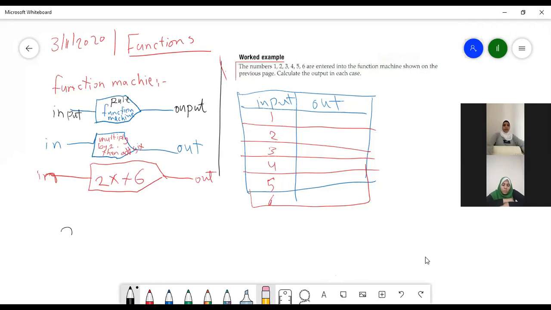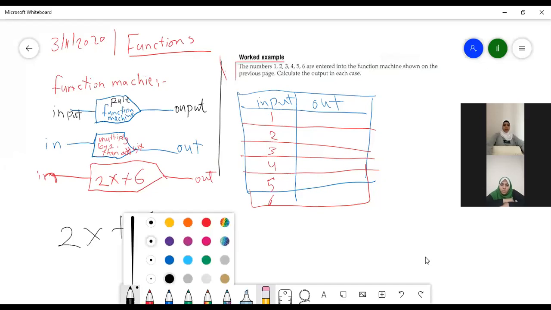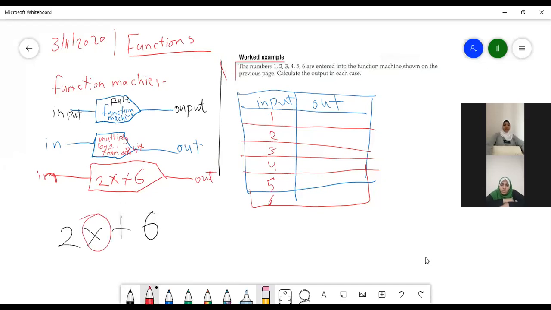What you need to do is to say 2x plus 6. This is our rule. So the input is going to be replaced with x. So we are going to say 2 times 1, right? 2x means 2 times x. Now x is 1. Okay? Is that clear? 2 times 1 plus 6. So 2 times 1 is 1, right?